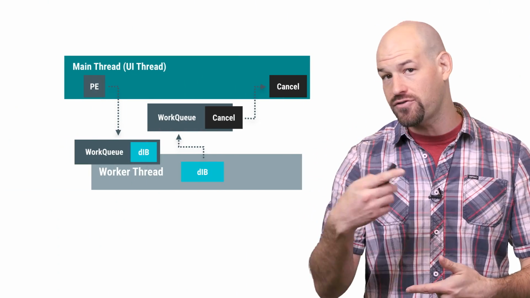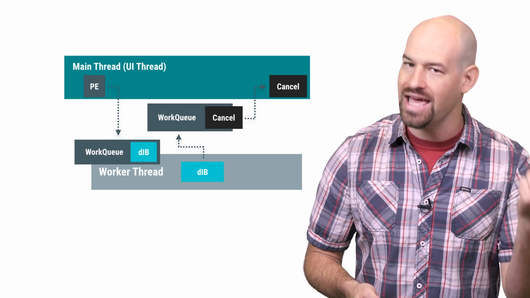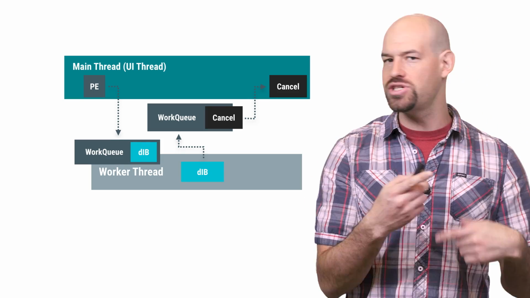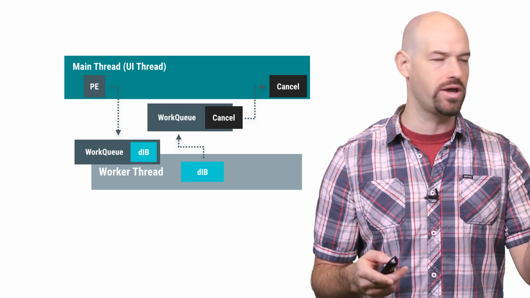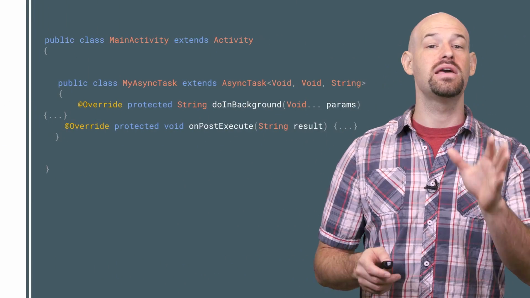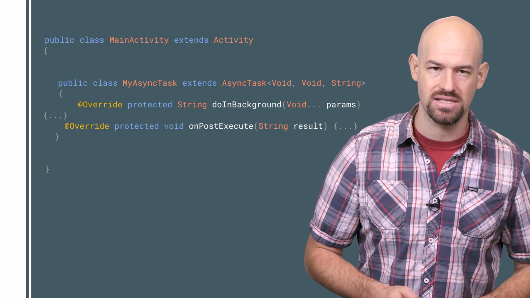In addition, after doInBackground returns, a canceled AsyncTask will call onCanceled on the UI thread instead of onPostExecute. This is so you can properly update your UI or destroy specific memory allocations that you might not need anymore, yada, yada, yada. And finally, be aware that it's really easy to leak memory with AsyncTask.